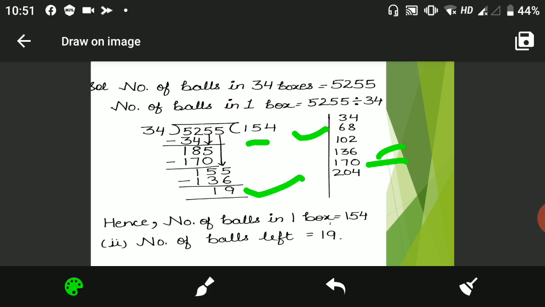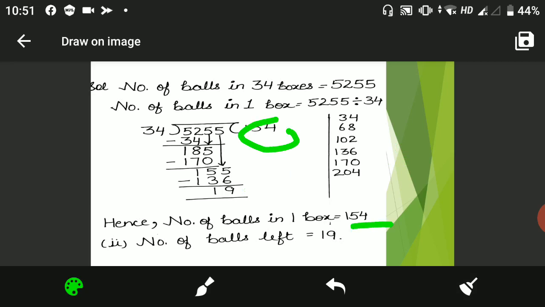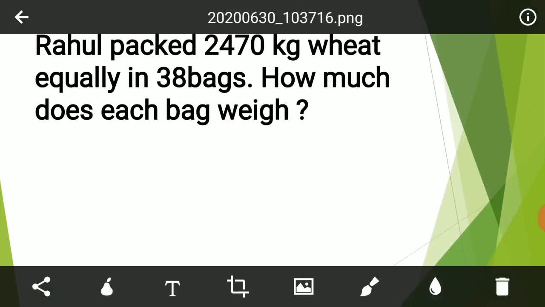Now student, they have asked how many balls will be filled in each box. So the hence line will be: number of balls in one box will be equal to 154. Clear? This will come here. And the second part is they are asking how many balls will be left out. Then the second hence line will be: number of balls left is equal to 19. Meaning the remainder is the left out balls. Clear? Now student, we do another word problem.